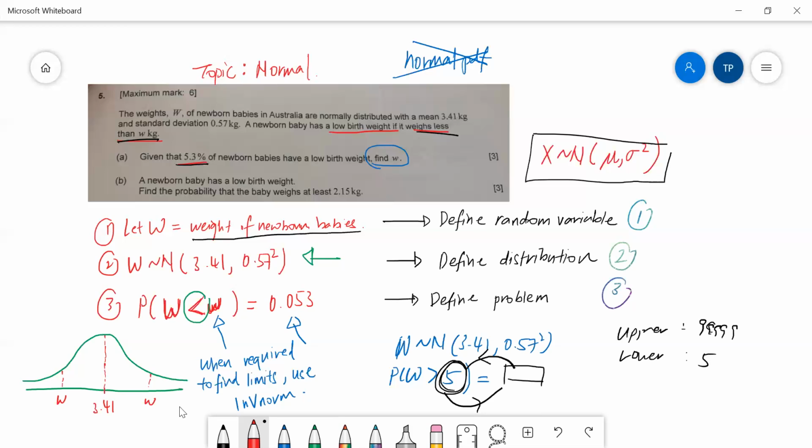Wait, why? I don't understand that. Sorry. They say that the weight of the newborn is less than W. Do you know what this curve is? You know, the distribution. Yes, it's the distribution, okay? So you must understand the area under the graph.